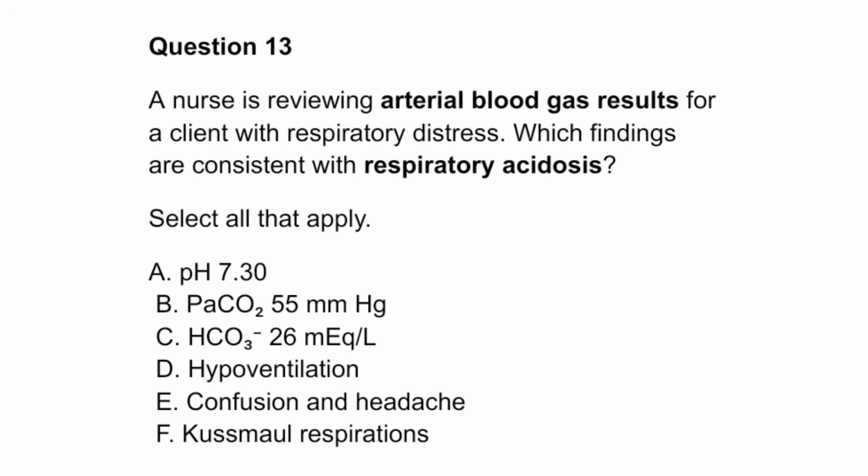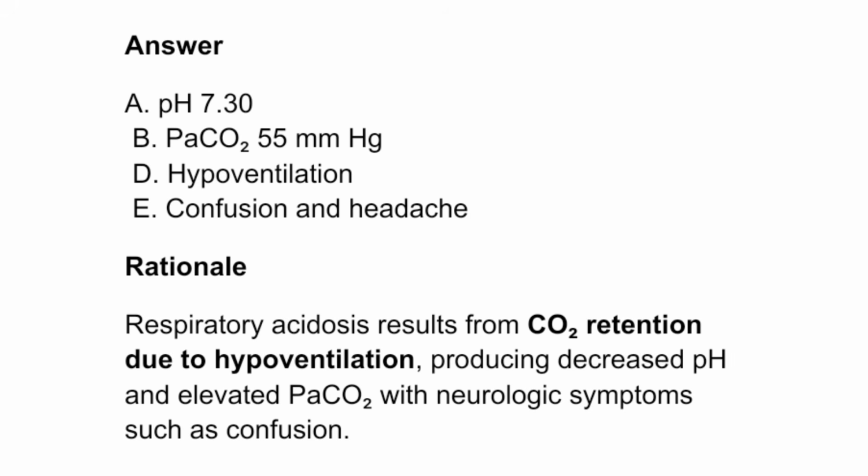Question 13. A nurse is reviewing arterial blood gas results for a client with respiratory distress. Which findings are consistent with respiratory acidosis? Select all that apply. A. pH 7.30. B. PaCO2 55 millimeters of mercury. C. HCO3- 26 milliequivalents per liter. D. Hypoventilation. E. Confusion and headache. F. Kussmaul respirations.